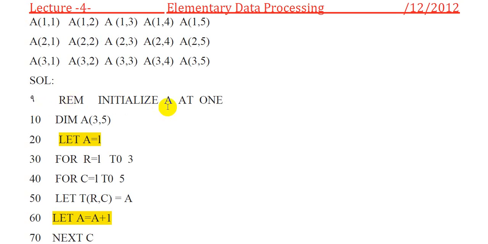So the 9 rem initialize A at 1. Initialize A at 1 as you can see. The A for the entire component is given in the following array assortment or the following array arrangements. 10 dim using the dim command. There's a dim statement here for the A35.